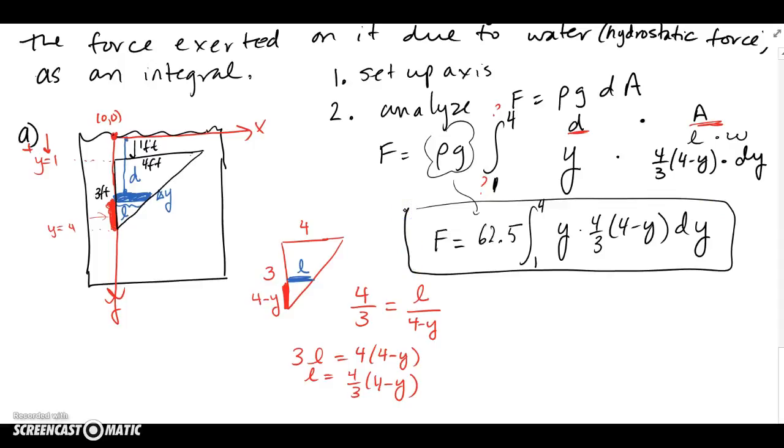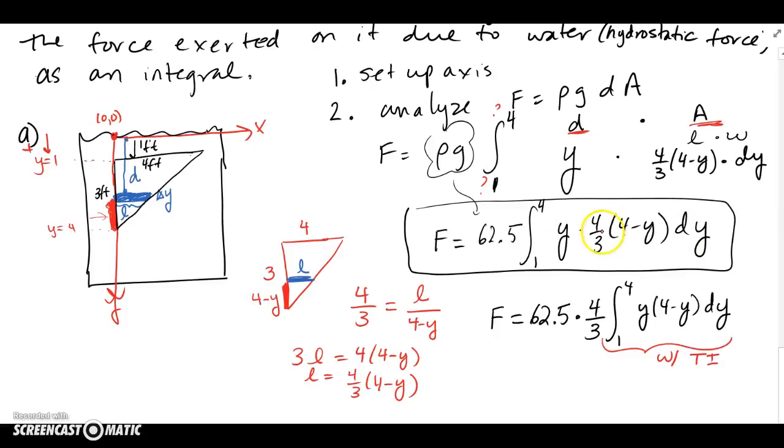Now, of course, if I want to find the value of this force, I can use my TI because that's just a polynomial. We all know how to integrate a polynomial. So let's go actually calculate the force as well. So I pulled out the 4/3 as a constant, and I will just punch this guy into my TI and see what it gives me, then I'll multiply it by these guys.